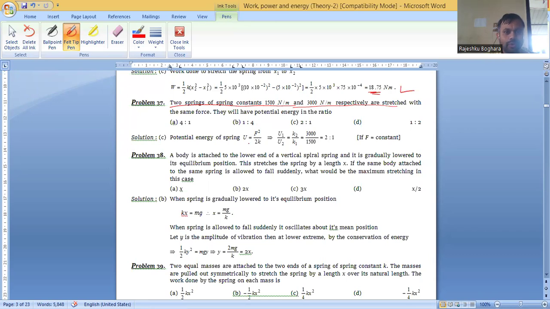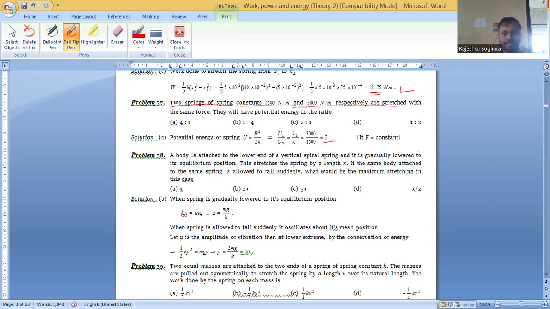Then without X, we use the formula U equal to F square by 2K. F is constant, then U is proportional to 1 by K. Then U1 by U2 equal to K2 by K1. 3000, 1500 cancel to 2 is to 1.